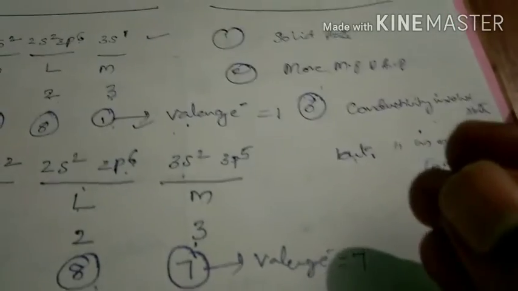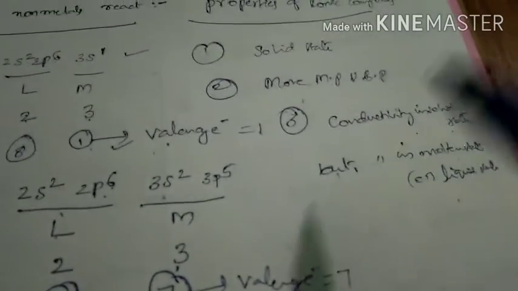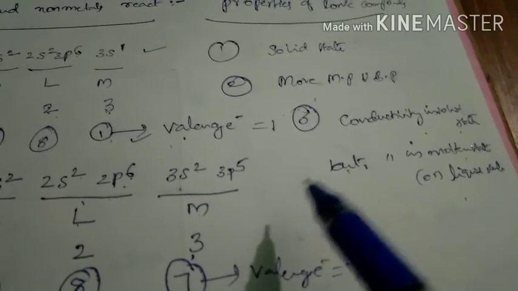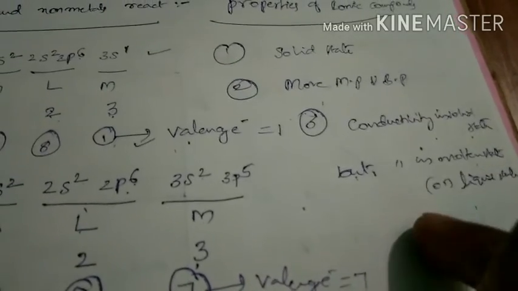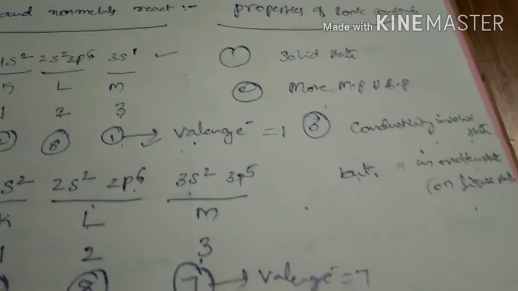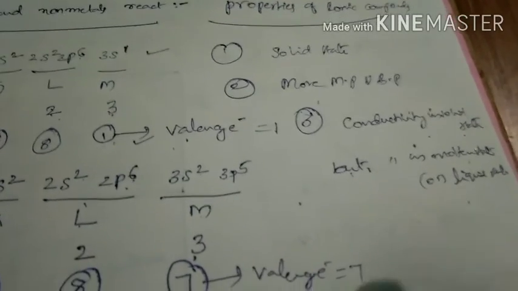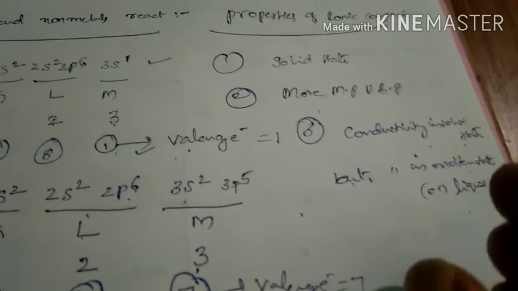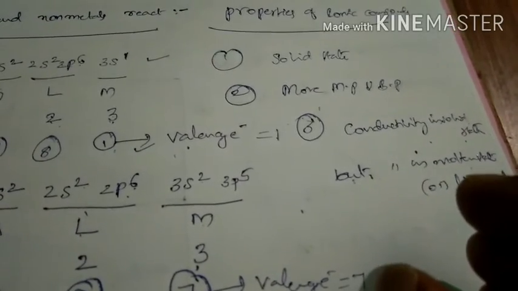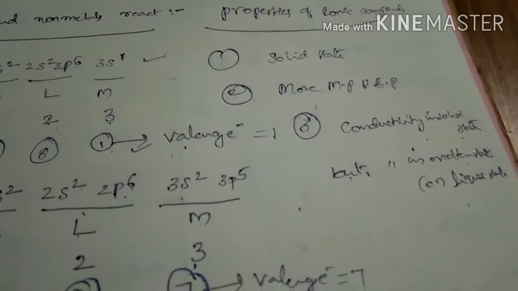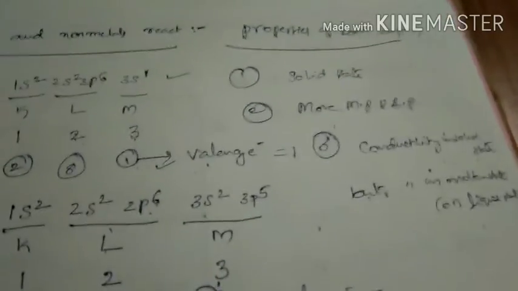For example, take table salt, nothing but sodium chloride. If you pass electricity to the table salt and touch it, you will not get any electrical effect, because that sodium chloride contains Na+ and Cl- ions. But because of the strong electrostatic force of attraction between those ions, it cannot exhibit conductivity in solid state.